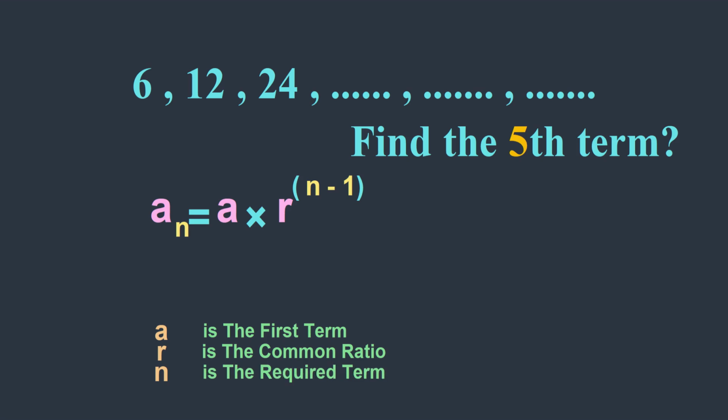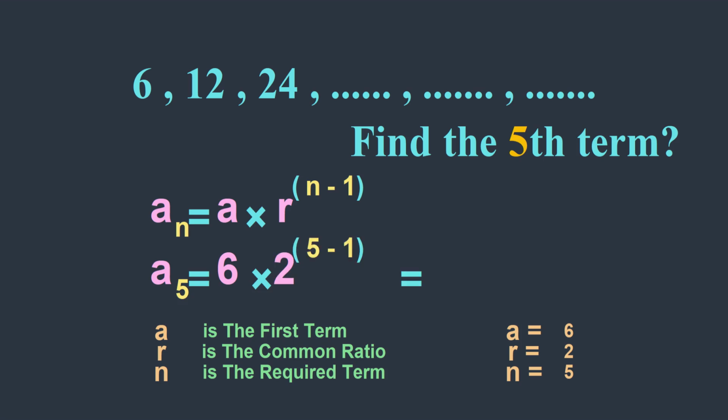In our problem, the first term a is equal to 6 and the common ratio r is equal to 2 and the required term n is equal to 5. Substituting a, r and n into the equation, we find that a_5 equals 6 times 2 to the power 5 minus 1, which equals 6 times 2 to the power 4, which equals 96. And this is the solution by using the formula method.